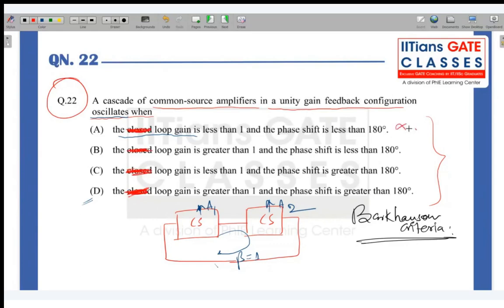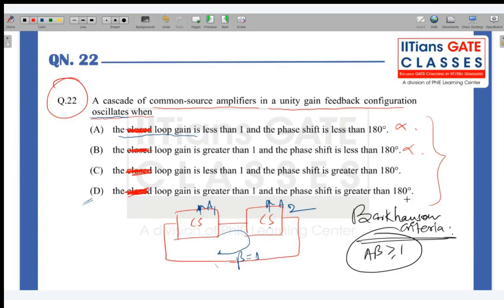This option will not be correct if you remove closed. And this option will also not be correct, because there are two common source amplifiers which are cascaded. One common source will produce a 180-degree phase shift, and the other will again produce a 180-degree phase shift. So the total will be more than 180 degrees, and A beta, which we call the loop gain, should be greater than or equal to 1 for oscillation. You have to keep that in mind. And the angle should be greater than 180 in this case.